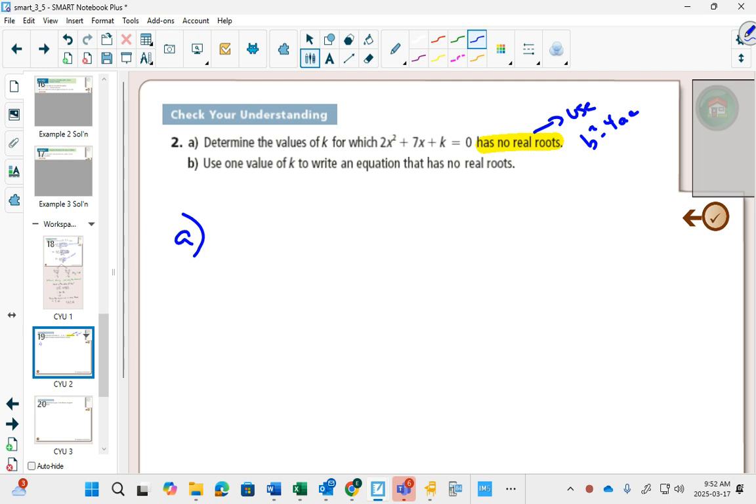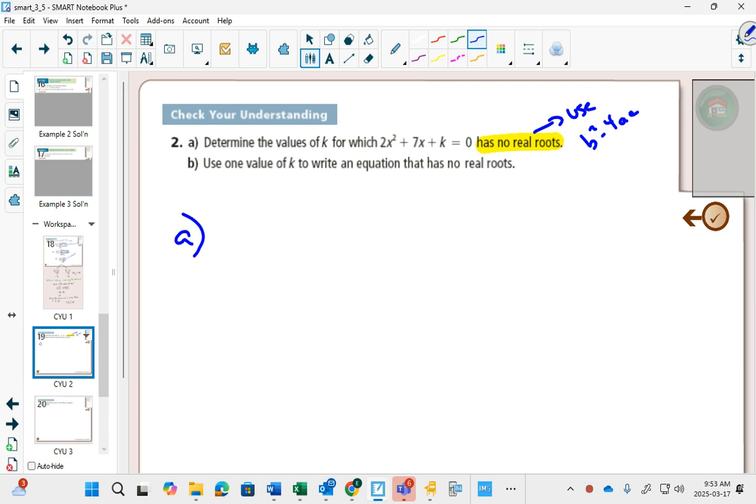So in A, determine the values of k for which this has no real roots. And they're sort of implying that there might be a lot of numbers that work. So just guessing and checking and saying, okay, I tried 100 and it worked. We're going to find out 100 is an answer for this one, but it's not the only answer. We have to find all of the answers. So how does this work?